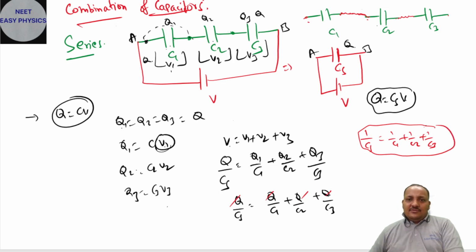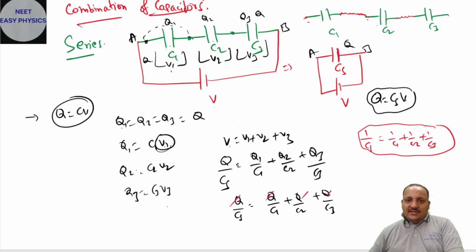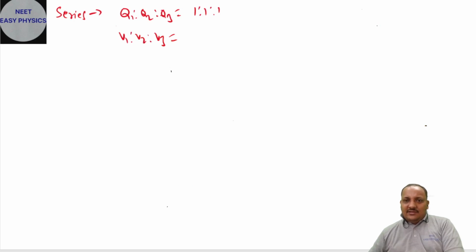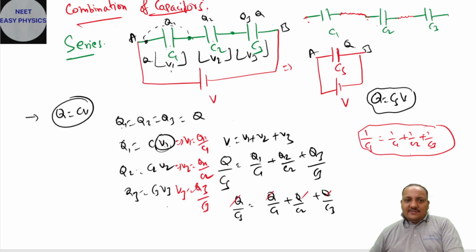So how will they ask questions on this? If capacitors are in series, what is the ratio of charge, Q1 is to Q2 is to Q3? Charge is the same, 1 is to 1 is to 1. What is the ratio of potential, V1 is to V2 is to V3? V1 is Q1 by C1, V2 is Q2 by C2, V3 is Q3 by C3. Therefore, what will you get here? Q's are the same, so 1 by C1 is to 1 by C2 is to 1 by C3. Correct? This is the effective capacitance formula.